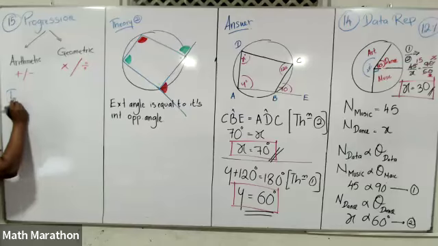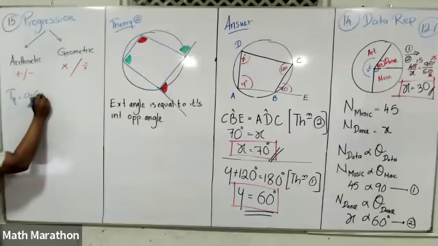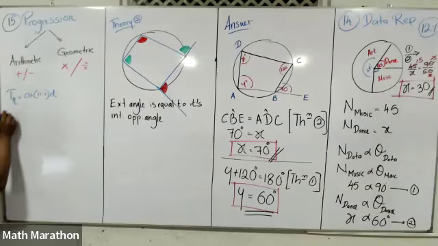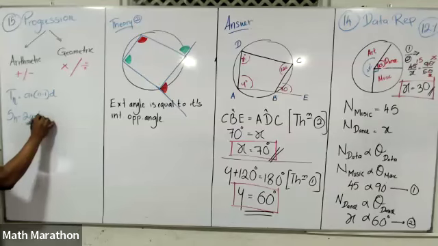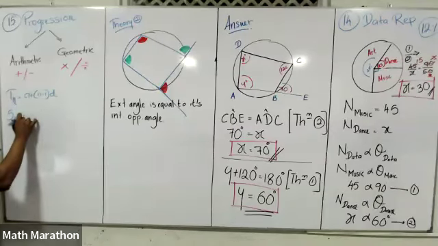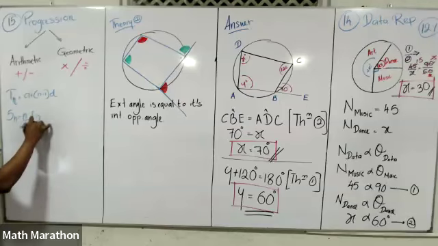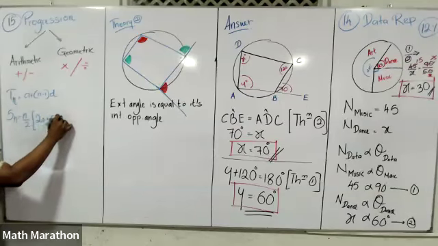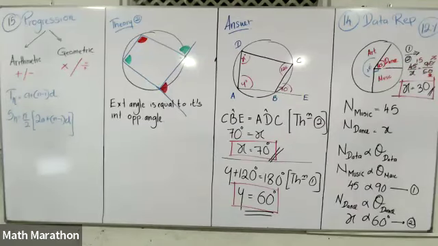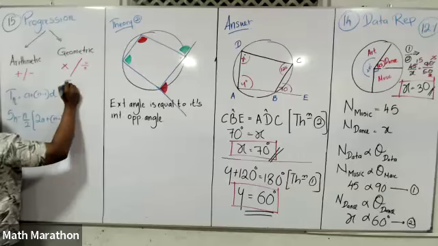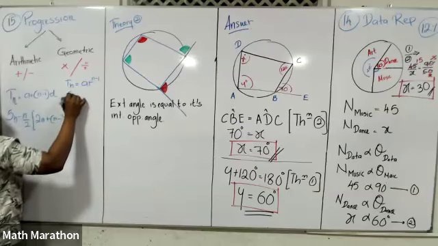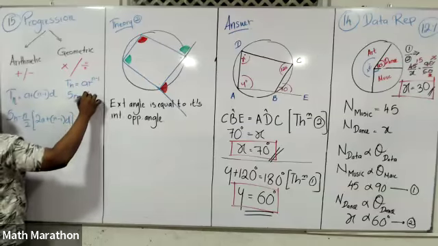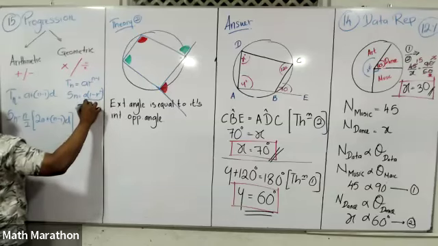One is to find the nth term of an arithmetic progression: a plus n minus 1 b. Next one, Sn equals n over 2, 2a plus n minus 1 b. In geometric, Tn equals ar to the power n minus 1. Sn equals a times 1 minus r to the power n, over 1 minus r.